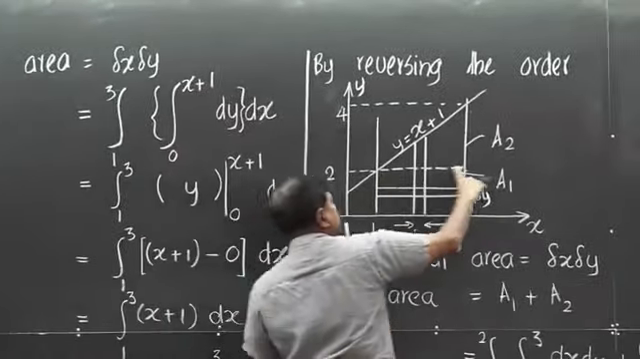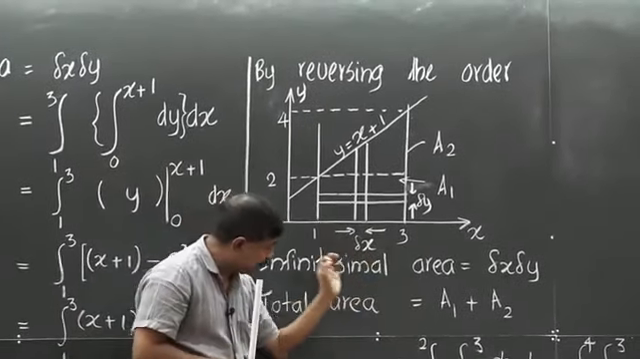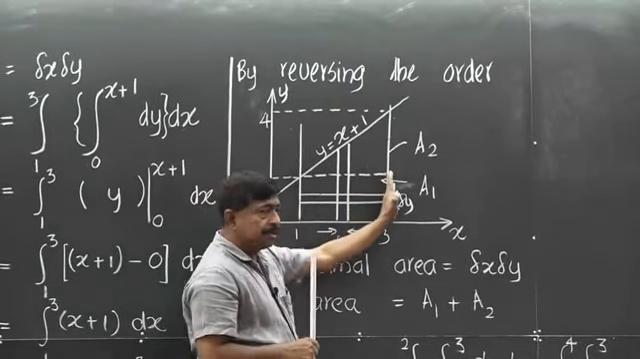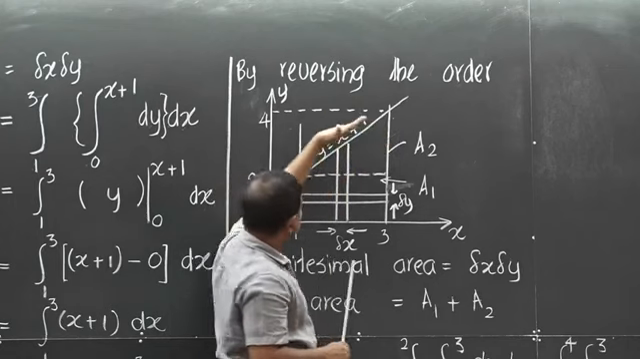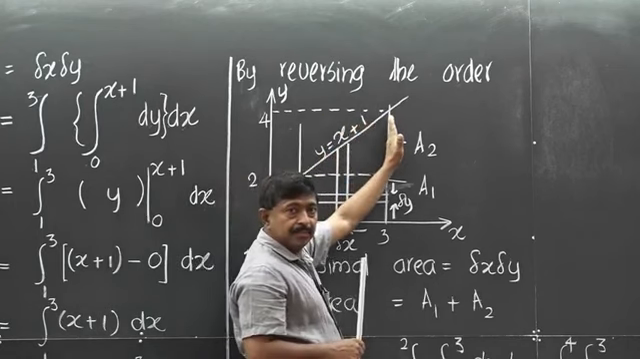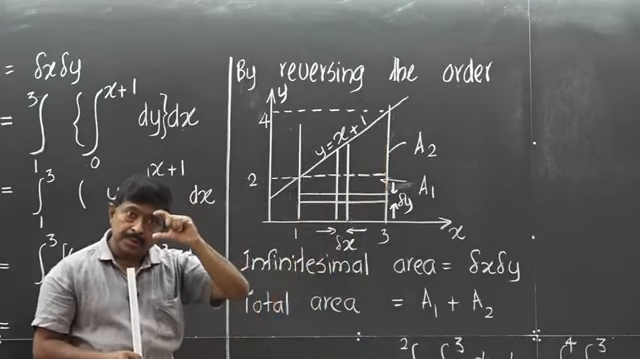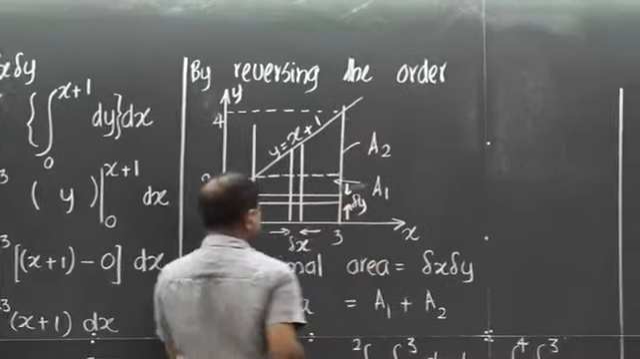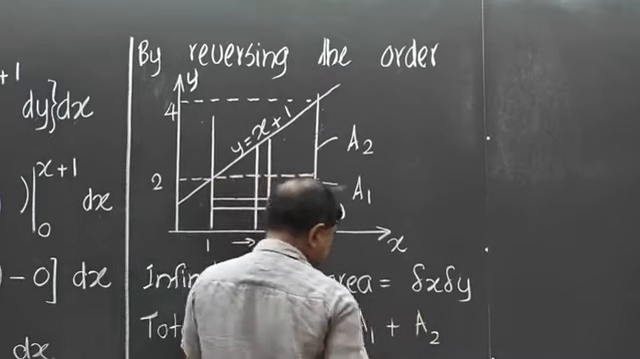Look, in this area, now x plays the role of the first variable. So, x goes from 1 to 3, that is okay. But after that, it is not 1 to 3. It is from this line to this line. Right? Therefore, you have to consider this as two areas. I will take the rectangle as A1, and the triangle as A2.